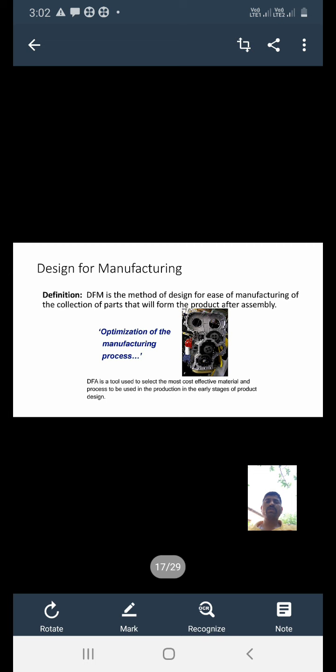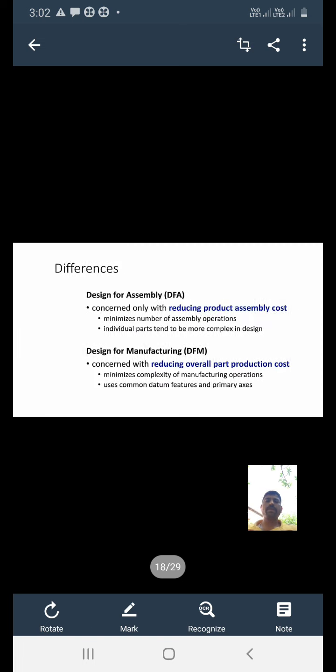DFM is the method of design for ease of manufacturing of the collection of parts that will form the product after assembly. Then DFM is the tool used to select the most cost effective material and process to be used in the production, in the early stage of the product design. Means you should choose the correct material for the manufacturing of any product. The cost must be effective for that material, remember that.